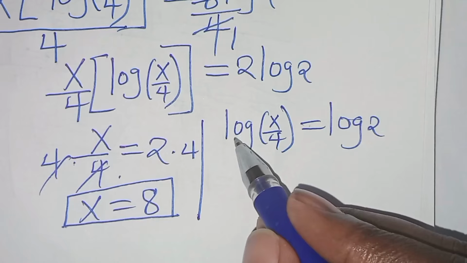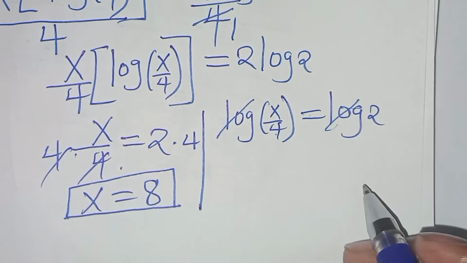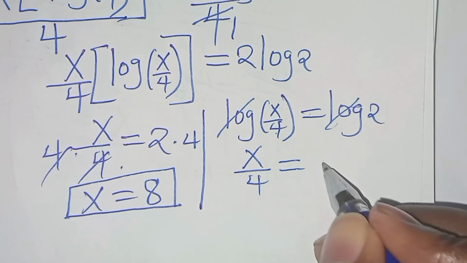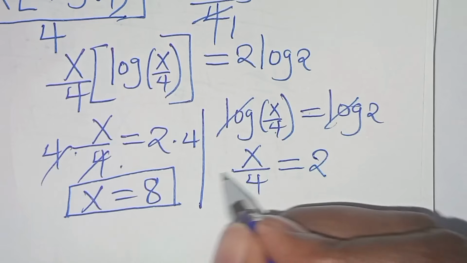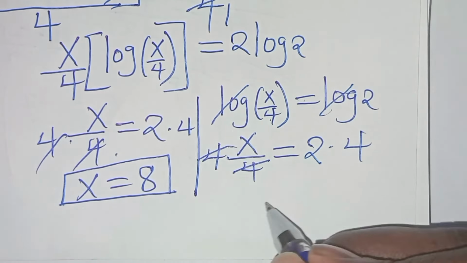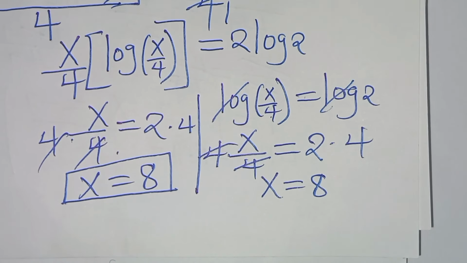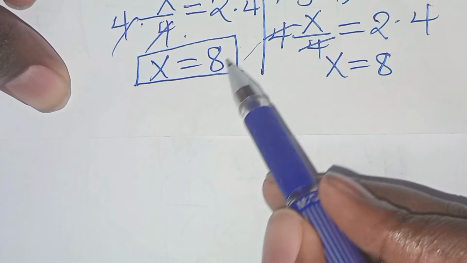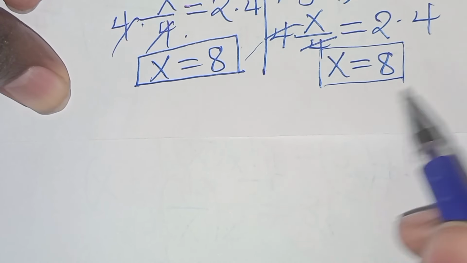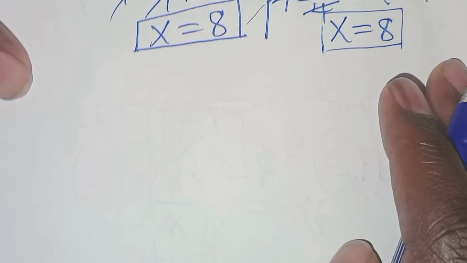Now, if you compare log x over 4 and log 2 here, log and log simplify, so that we have x over 4 equal to 2. Let's multiply both sides by 4, so that now x is equal to 8. So both method 1 and method 2 give the same value of x, which is equal to 8.